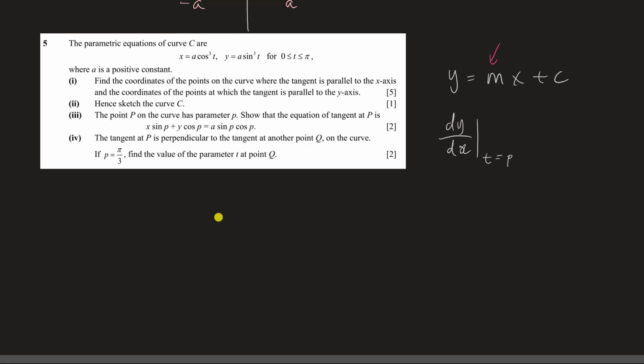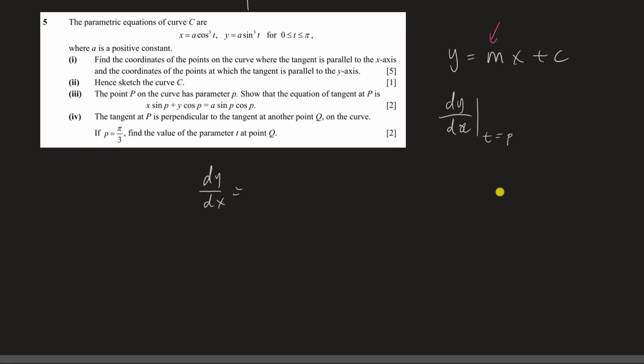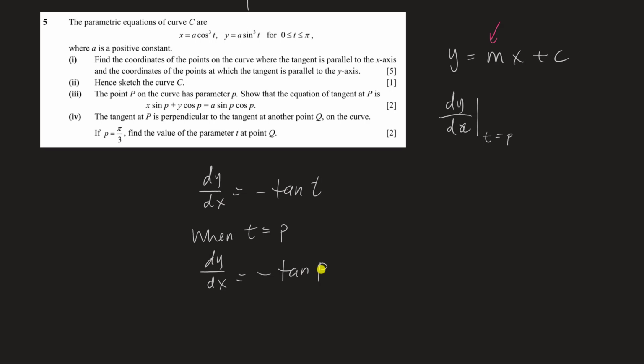What is your dy dx? Your dy dx from above would just be negative tangent t. When t is equals to p, what is your dy dx? Your dy dx will now be tangent p. They give you all these unknown constants in hope that they will confuse you. They just don't give you nice numbers. They keep giving you letters after letters in hope that you will get confused. But please keep a clear mind of what's going on.